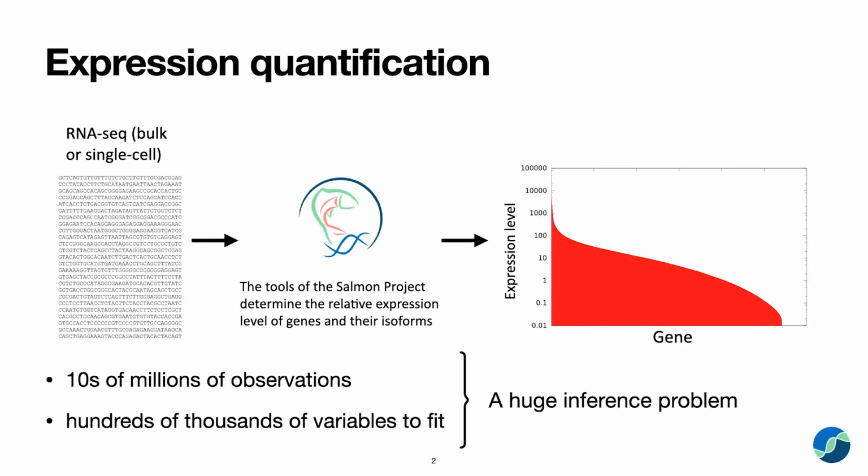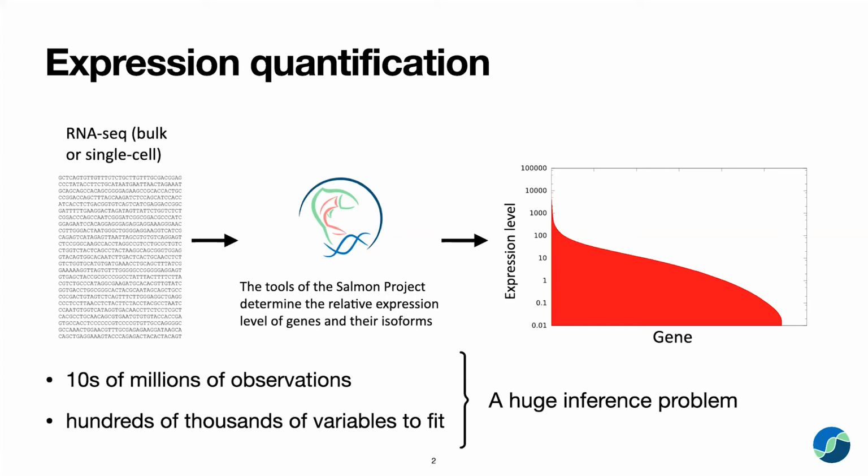So what is the Salmon project? It is an open source suite of tools to solve the gene expression quantification problem, which many of you are probably familiar with. But if not, the idea is that in order to measure the level of expression of genes or transcripts, you obtain lots of sequencing reads in a technique called RNA-seq, and then those sequencing reads have to be translated into expression levels of genes or transcripts.